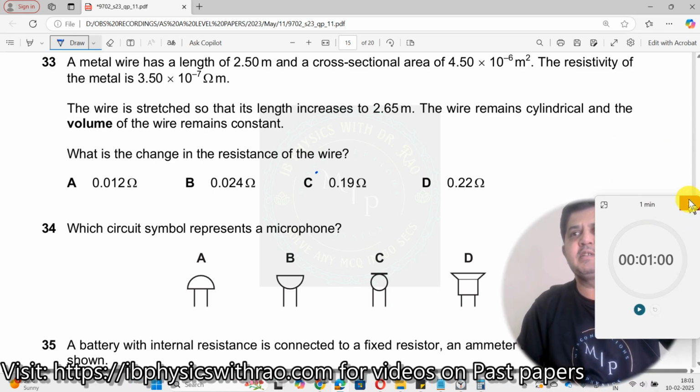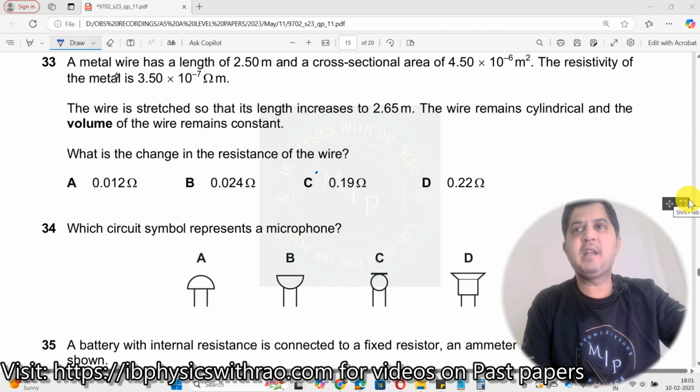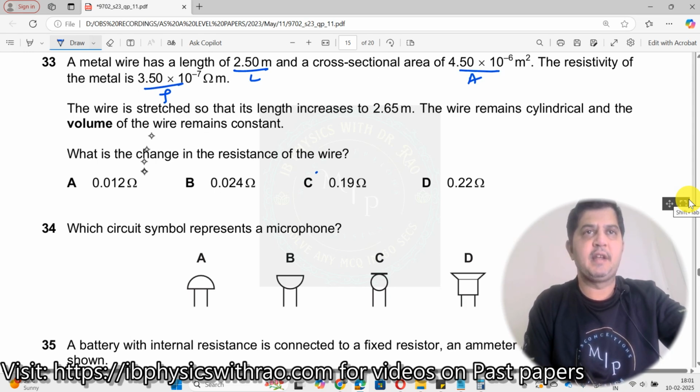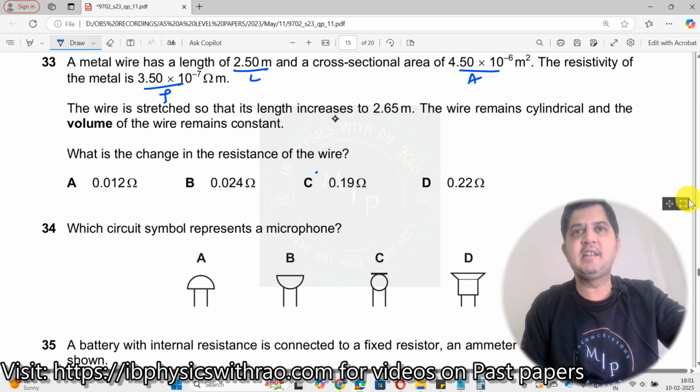Okay, question number 33. A metal wire has a length of 2.5 meters. Length L is given here and the cross-sectional area A is given. Resistivity of the metal rho is given. The wire is stretched so the length is increased to 2.65 meters. So this is your L1, this is your L2.